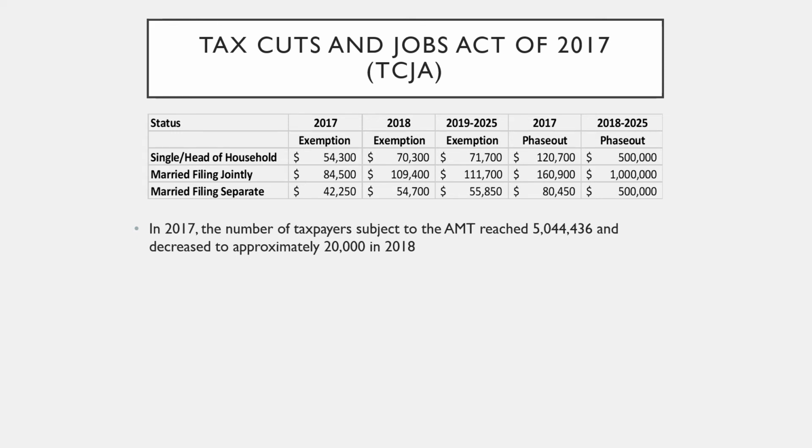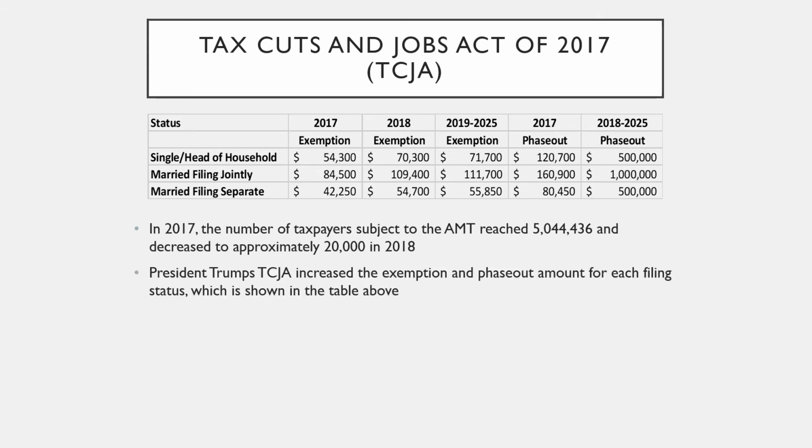The exemption and phase-out amounts extend through 2025, as you can see, and if you look at the phase-out amounts for 2017 and 2018 through 2025, they more than triple, which really aided in the reduction of the number of taxpayers subject to the alternative minimum tax in 2018, and will continue to help that number to stay low through 2025.